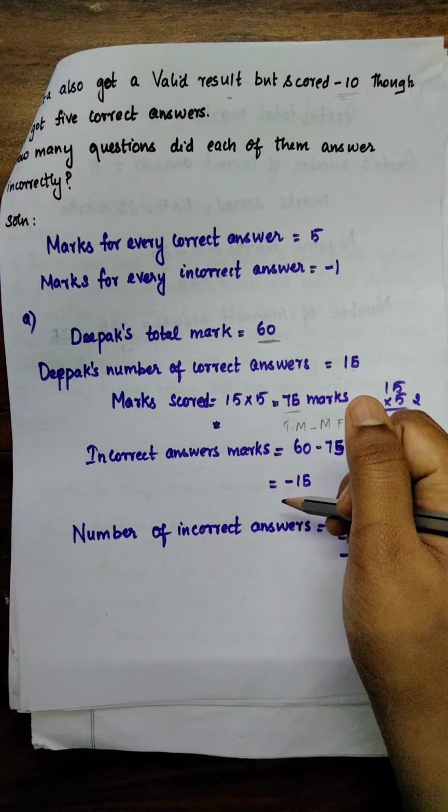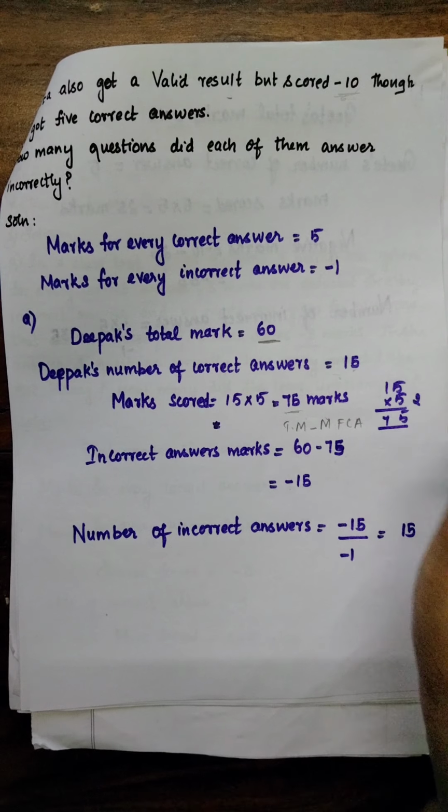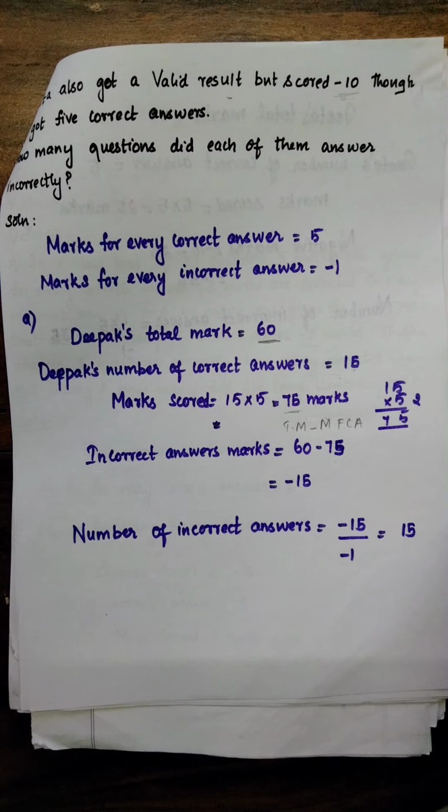So put the greater number sign. So our answer is minus 15. So this is the marks for incorrect answer. We need to find how many incorrect questions are there.